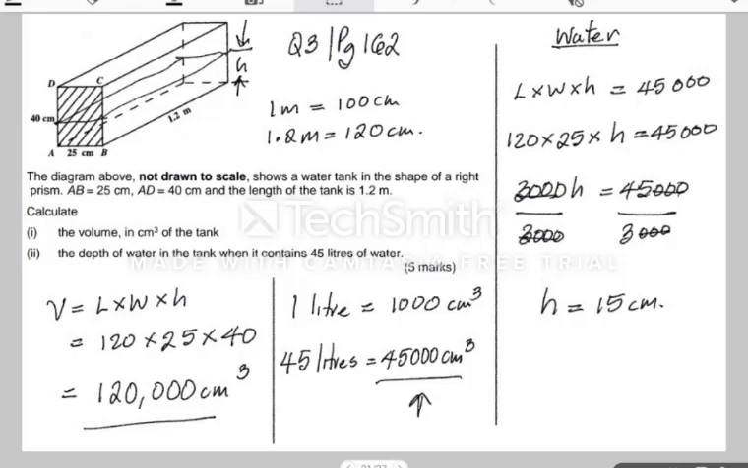Half of the tank would be 20 centimeters deep, and since this is less than half, the depth of water in the tank is less than 20 centimeters.